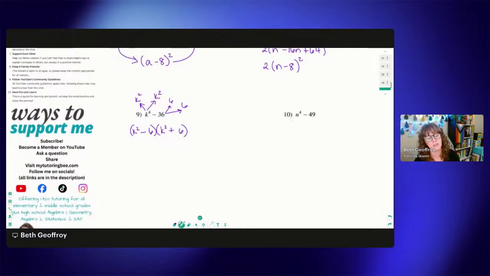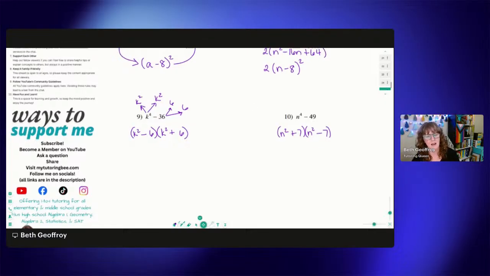N to the fourth minus 49. Again, both perfect squares. N to the fourth is n squared times n squared. And 49 is 7 times 7. And so then again, one's plus and one's minus. So that is how we factor difference of two squares into conjugates. That's what I meant. There we go. And that's it.